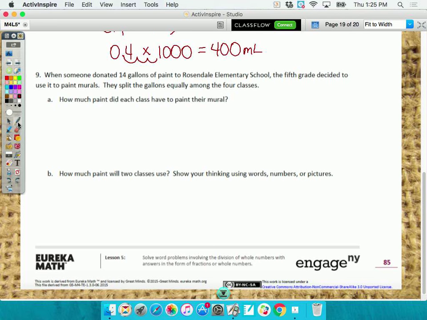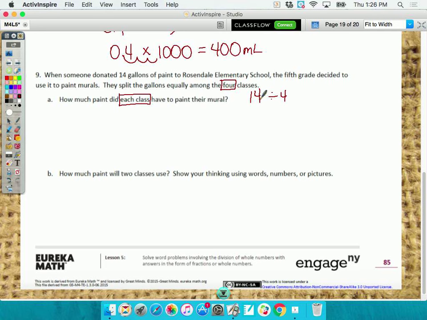They split the gallons equally among 4 classes. Now be ready to tell me what to highlight. How much paint did each class have to paint their mural? Okay, what do I need to highlight? Each class. So the number of classes is the divisor. How many classes? 4 classes. Okay, so divide by 4. And what number will I start with?